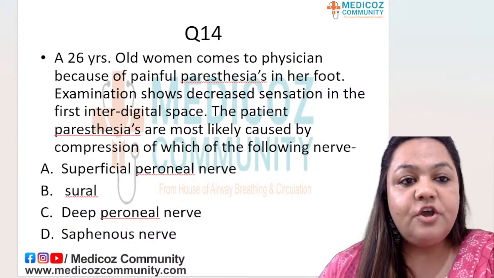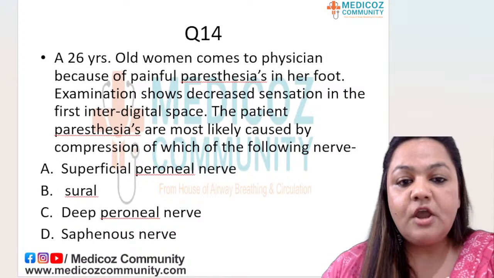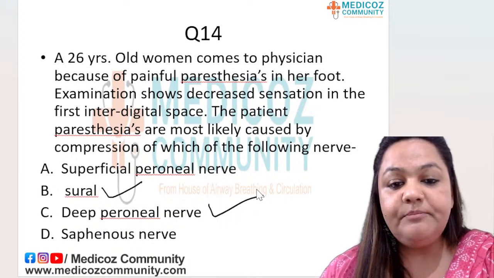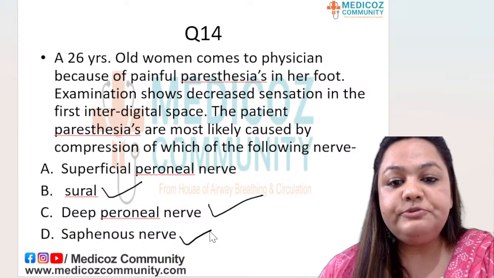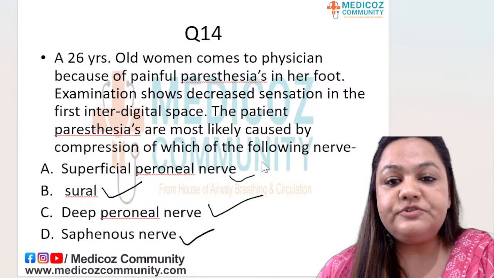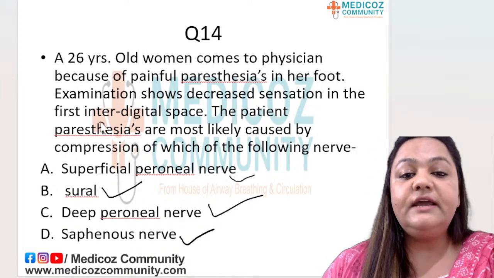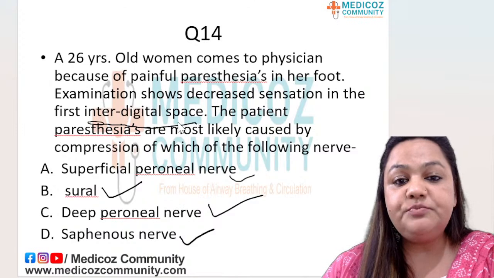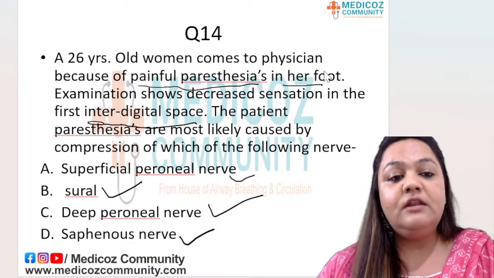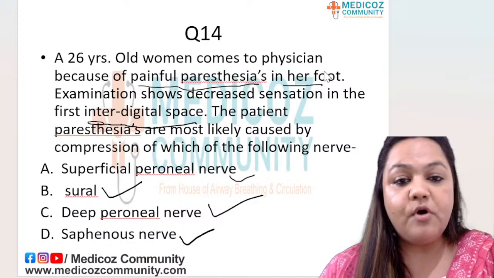The options are: option A, superficial peroneal nerve; option B, sural nerve; option C, deep peroneal nerve; and option D, saphenous nerve. So these are four options to find out which nerve is compressed in the first interdigital space, producing this painful paresthesia in her foot. Clear? If any one of you knows the answer, please let me know in the comment box.